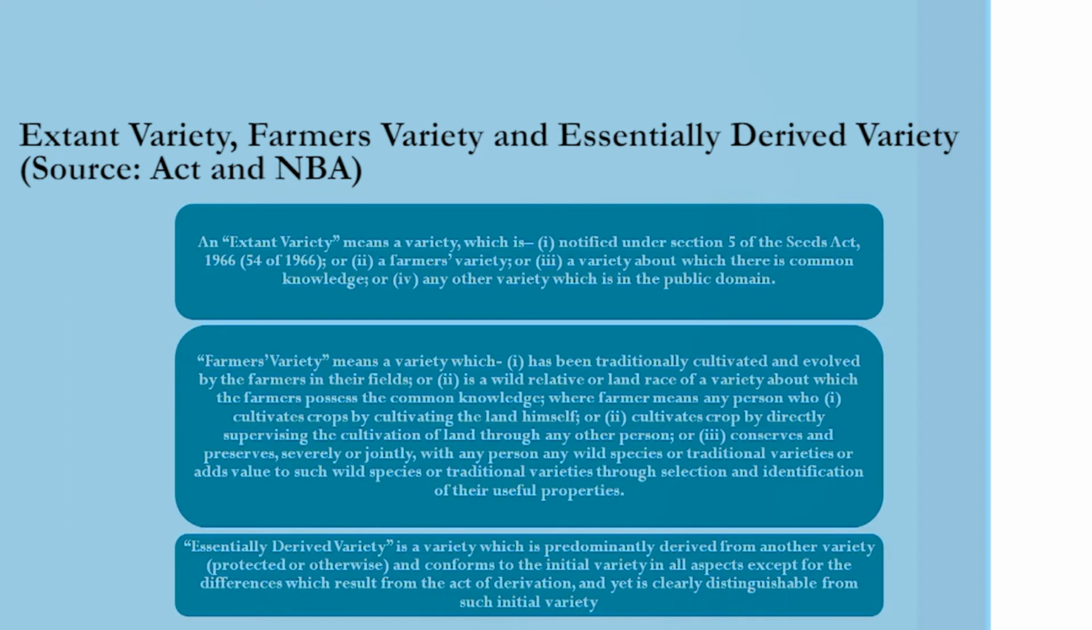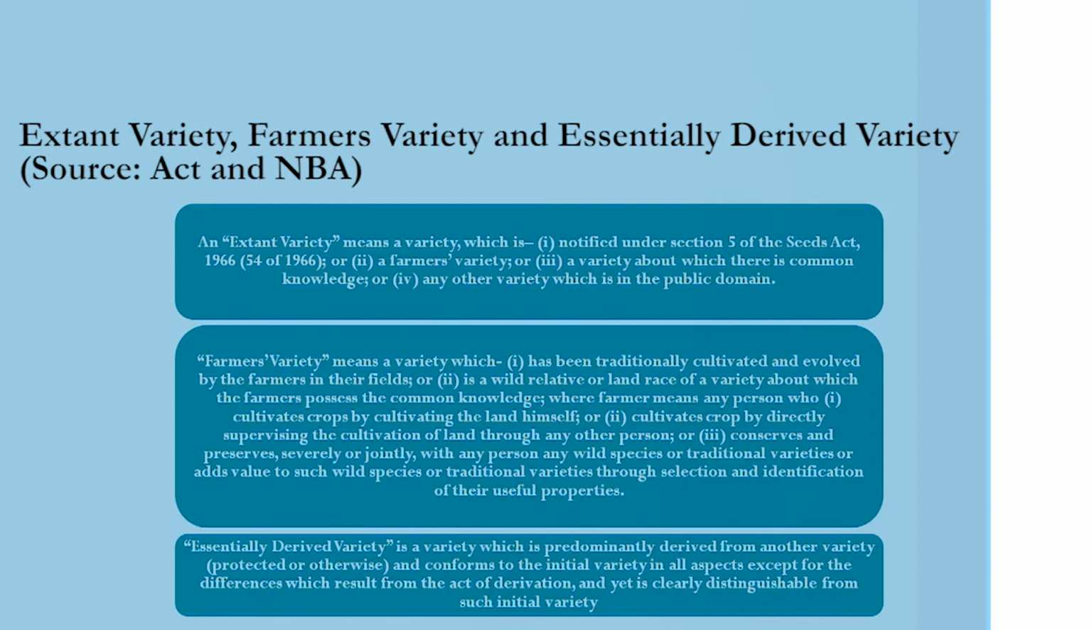A farmers' variety under the Act means a variety which has been traditionally cultivated and evolved by the farmers in their fields, or is a wild relative or landrace of a variety about which the farmer possesses common knowledge. A farmer means any person who cultivates crops by cultivating the land himself, or cultivates crops directly by supervising the cultivation of land through any other person, or conserves and preserves, severally or jointly with any person, any wild species or traditional varieties, or adds value to such wild species or traditional varieties through selection and identification of useful properties.